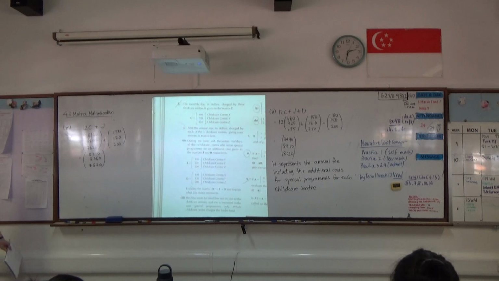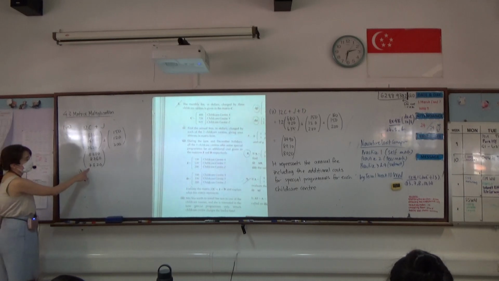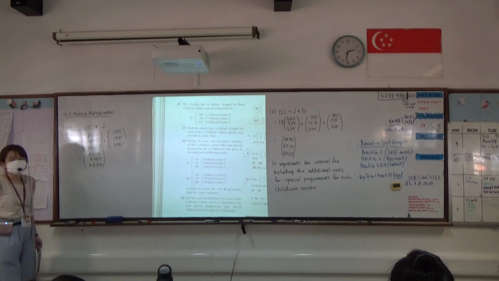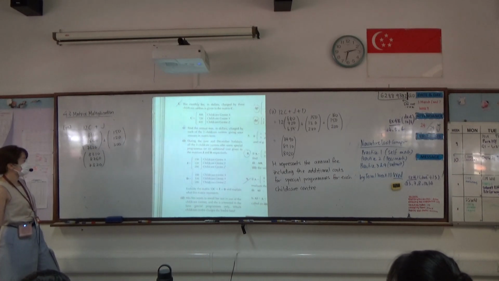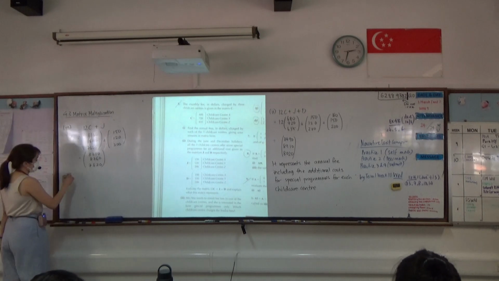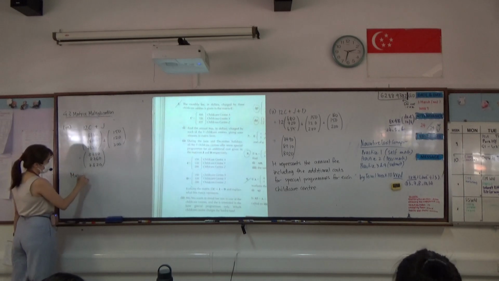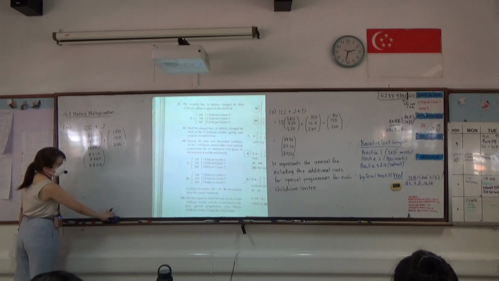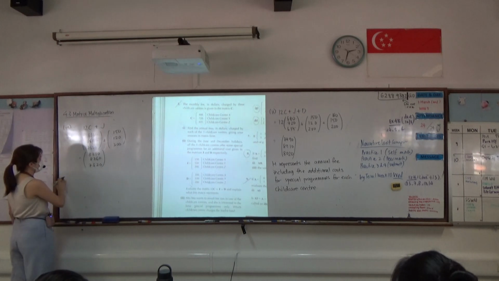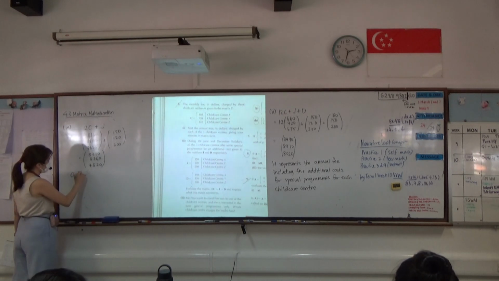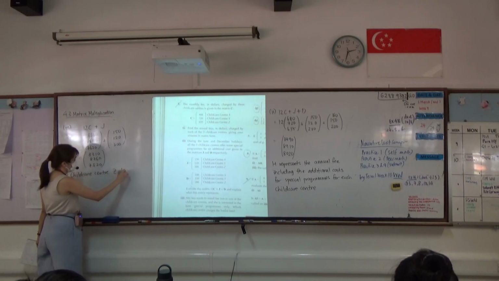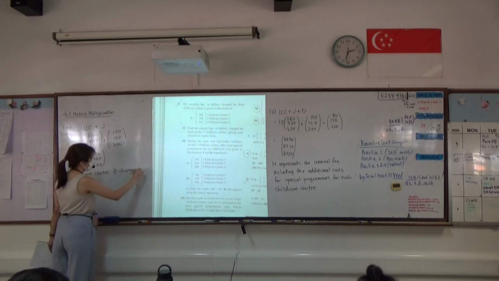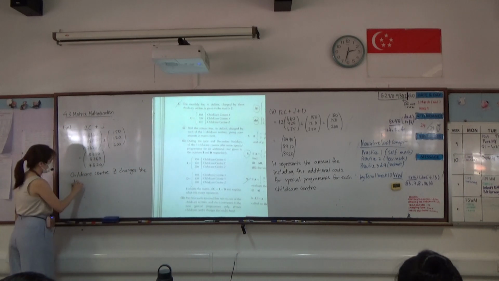Okay, and looking at the elements in the matrix, we can tell that childcare center Z offers the cheapest fees. So therefore, Mrs. Yeo should choose childcare center Z. So to answer the question on which childcare center charges the lowest fees, we just say childcare center Z charges the lowest fees.